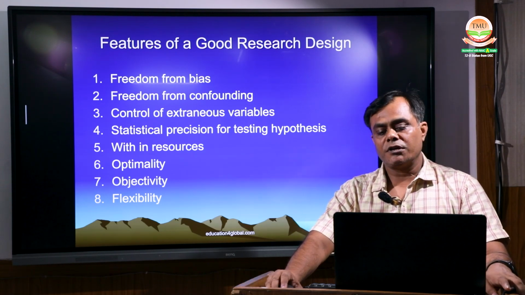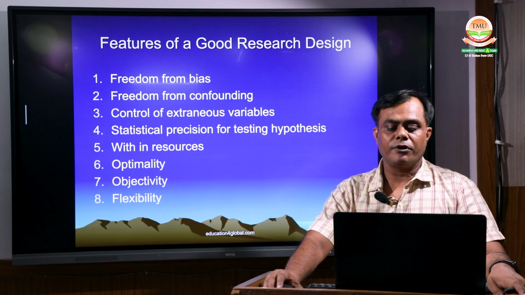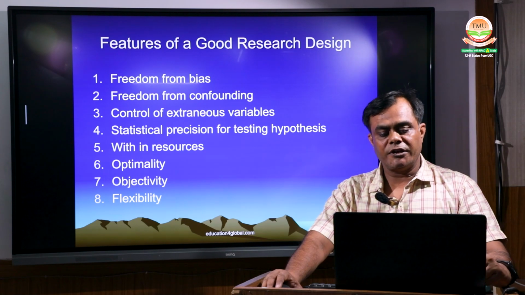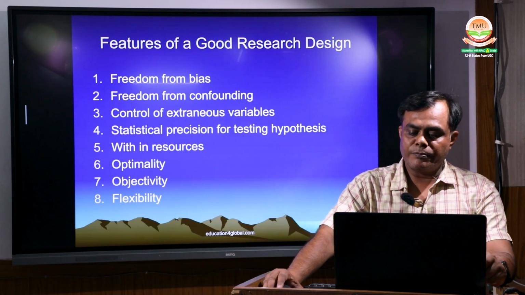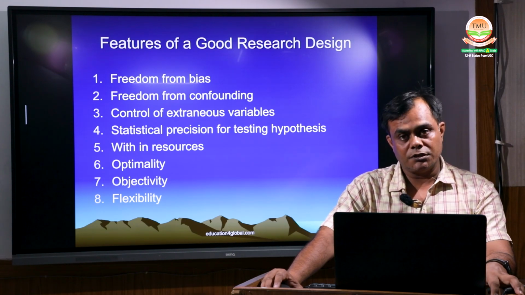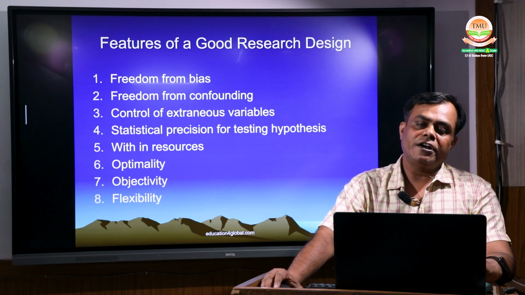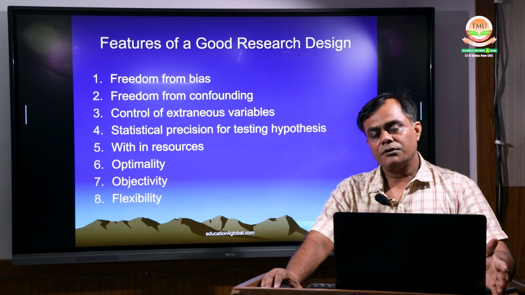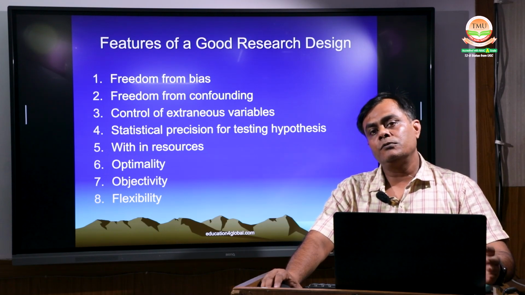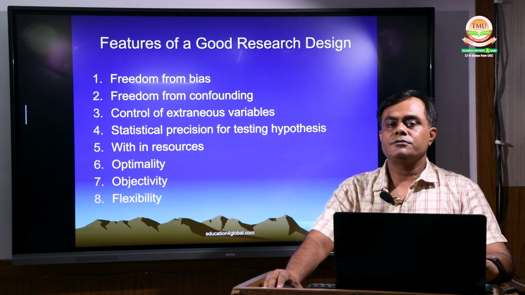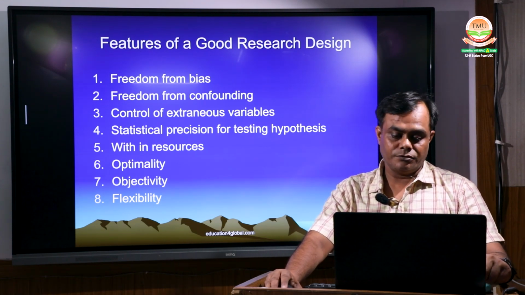So that is the first important feature. Second is freedom from confoundings. In a good research design, the variables involved in the study are separated from each other so that they do not influence each other. So, freedom from confounding. If there is no freedom from confounding, one variable might impact another variable, and that impact gives you a wrong connotation or wrong interpretation, and as a result a wrong finding.